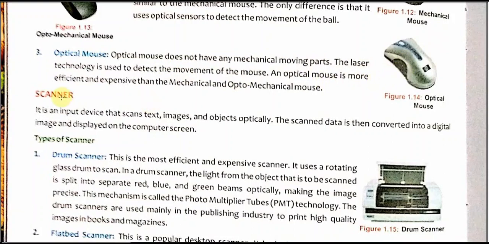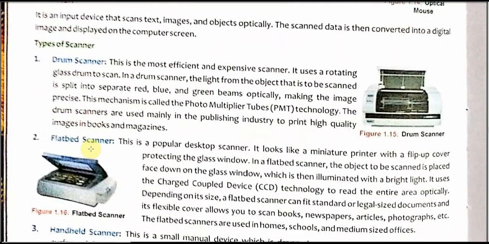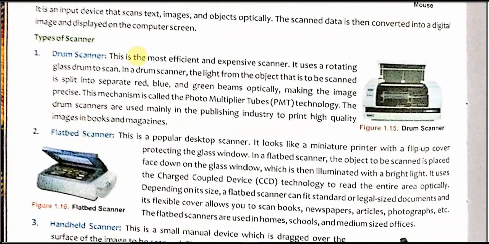Next input device is a scanner. It is an input device that scans text, image or object optically, and then the scan data is converted into an image. There are many types of scanners. The first one is a drum scanner. This is the most efficient and expensive scanner. It is an old technology.